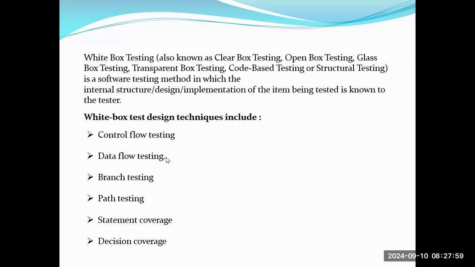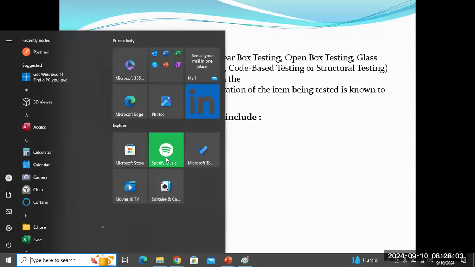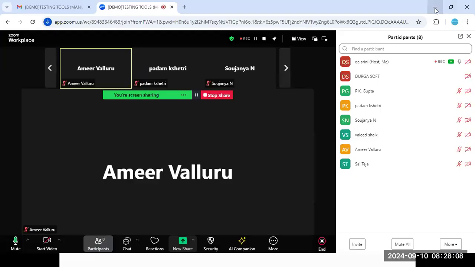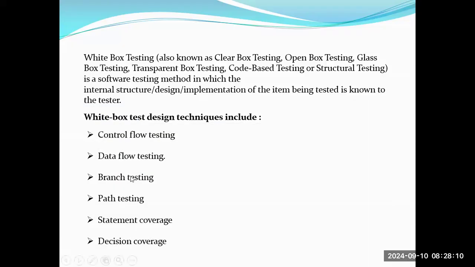Also, the developer will follow some techniques while doing the testing. What are those techniques? Control flow, data flow, branch testing, path testing, statement coverage, decision coverage. Don't worry, all this will be taken care of by your developer. The development team also does some testing. That testing we call unit testing or component testing. Understanding, right? Anybody have any question here?